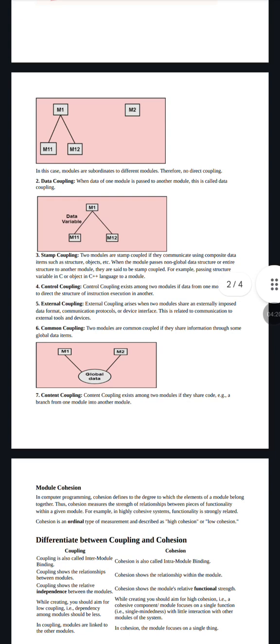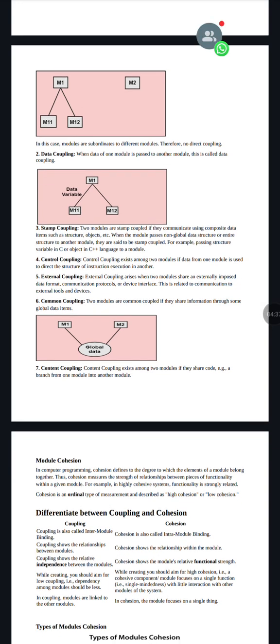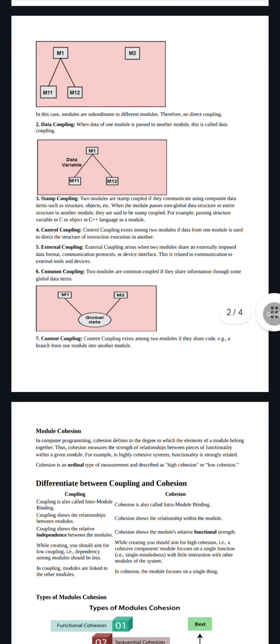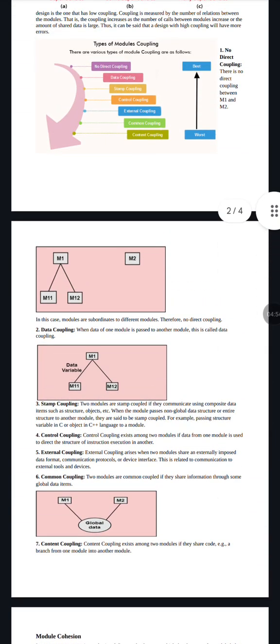External coupling arises when two modules share an externally imposed data format or communication protocols, or when two modules are connected to an external device interface or communication tools. Common coupling is when a global data is shared by the two modules, M1 and M2. So a global sharing of data is known as common coupling. Content coupling exists if one module shares code with another module. So the worst is content coupling, the best is no direct coupling, and the second best is data coupling.